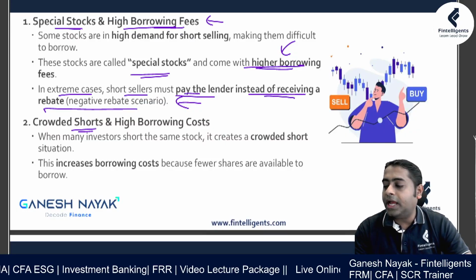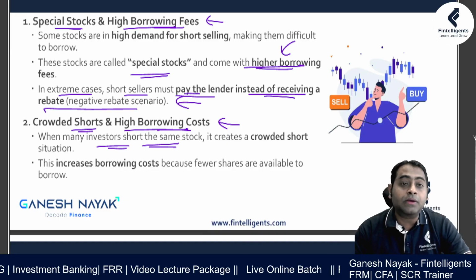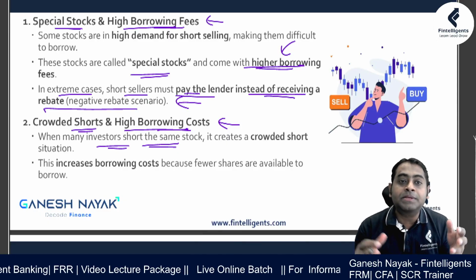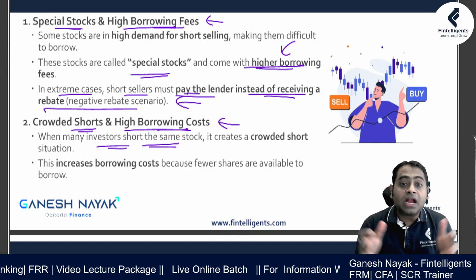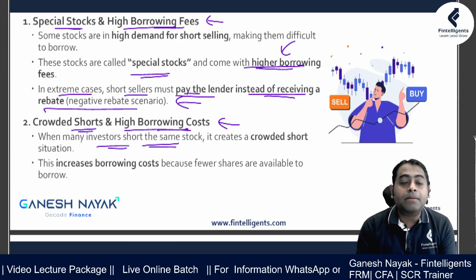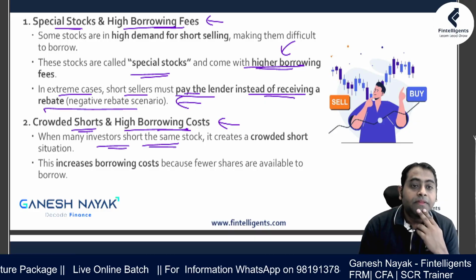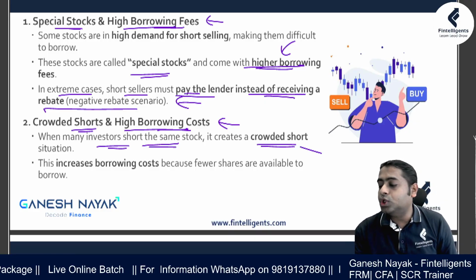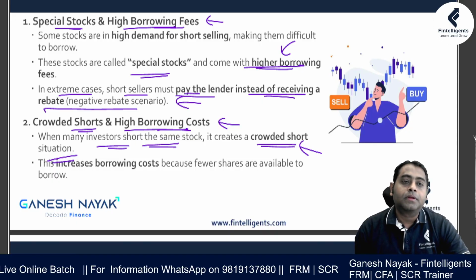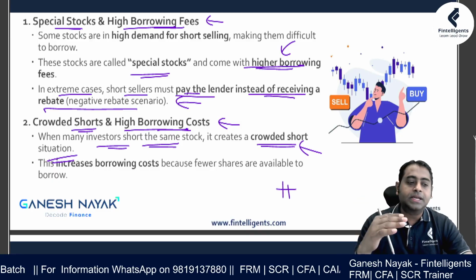Crowded short and high borrowing cost. If there are many investors doing short selling, what will happen? Everybody will move in the market to close their position. That means they will buy, and when they start buying, the price will go up. Second, because everybody is going and buying, there are very few stocks available. Correct? That is nothing but a crowded short situation, because then your overall cost will go up. These are the first 2 points. There are more. Taking a pause, read till this section.